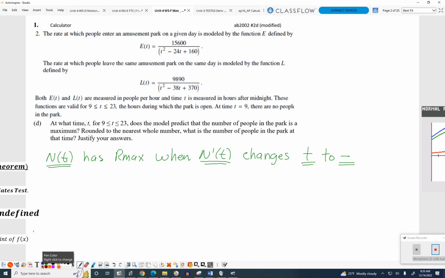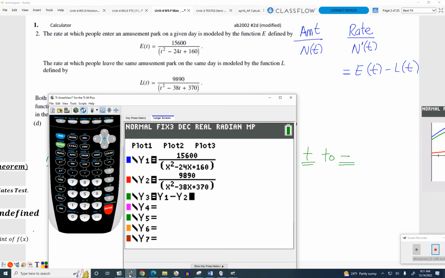I'm going to remember from previous discussion that I have this amount, which is known as n. And then my n prime, the rate at which my amount is changing, is going to equal the in rate subtract the out rate. So in my calculator, that's what I did. I set up in rate y1, out rate y2, and y3 is my n prime.